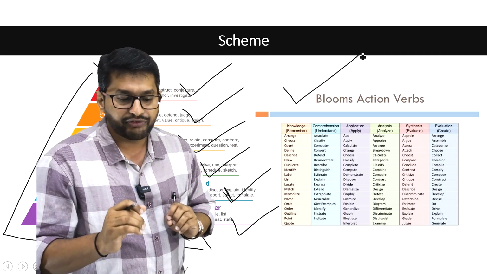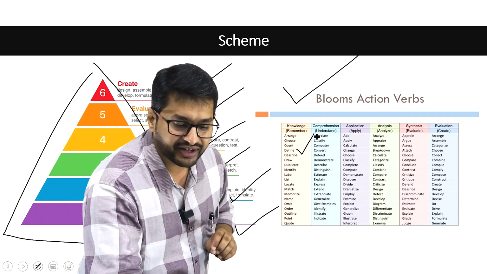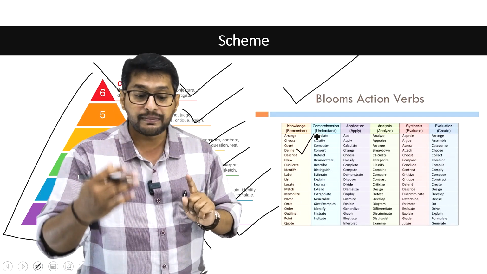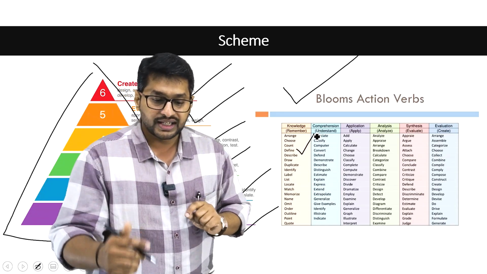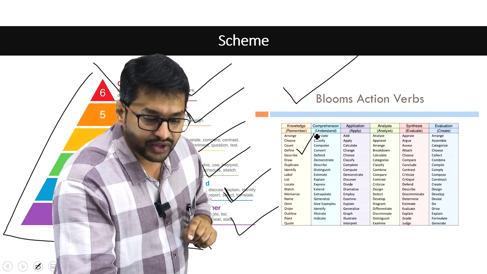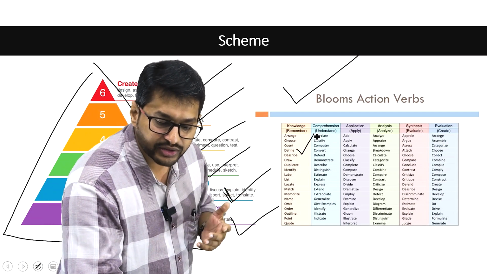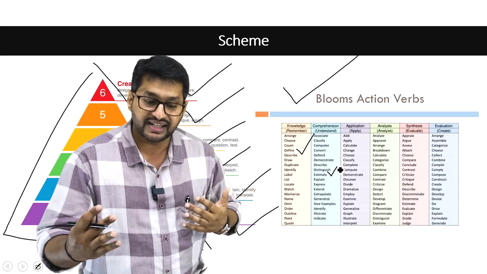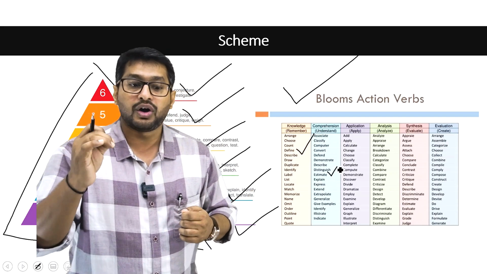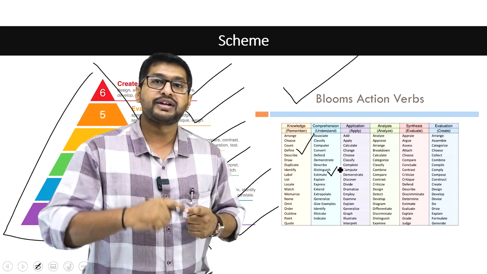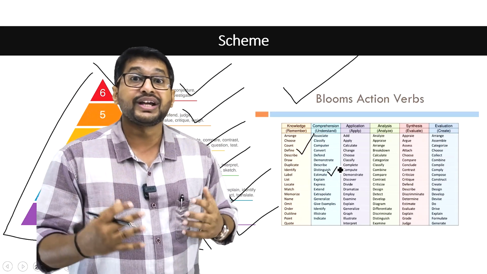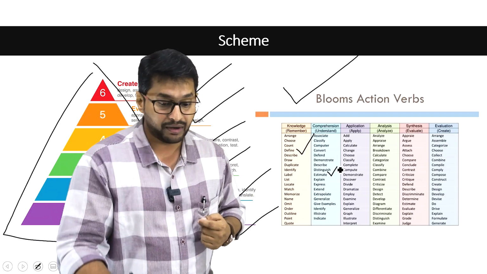For example, if I am using the word define, define comes under L1. That is remembrance, wherein I am trying to check your knowledge. Now, for L2, I would ask a question which would start with differentiate, estimate or explain. This is an L2 question, where I am trying to look at your understanding component, wherein you can comprehend. So this becomes very important.